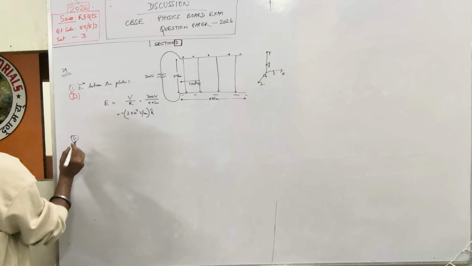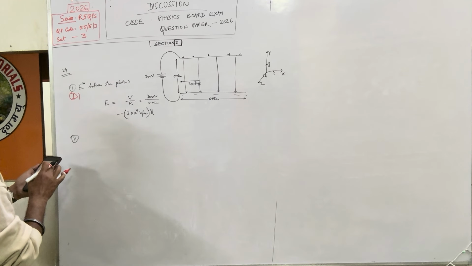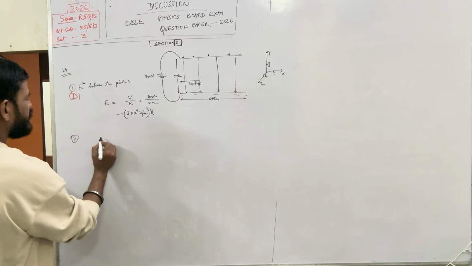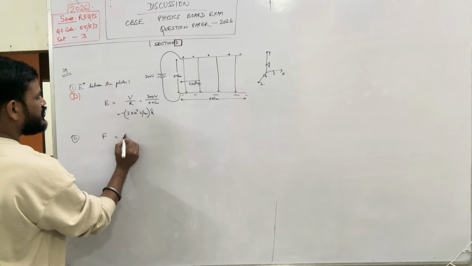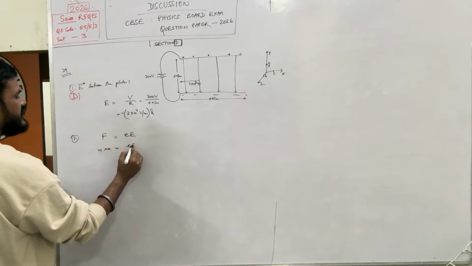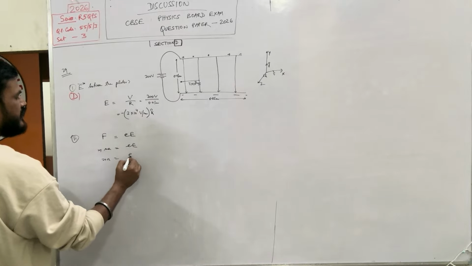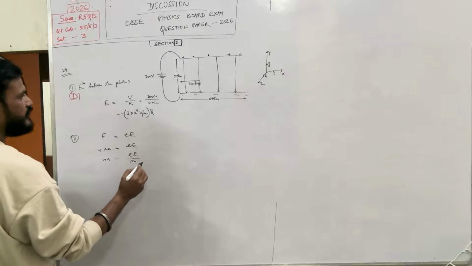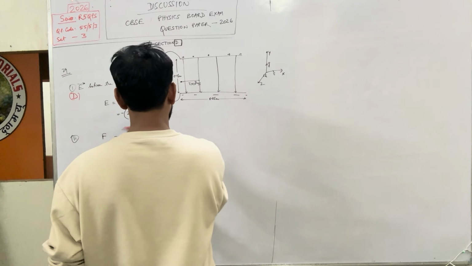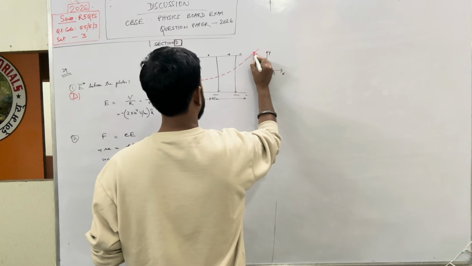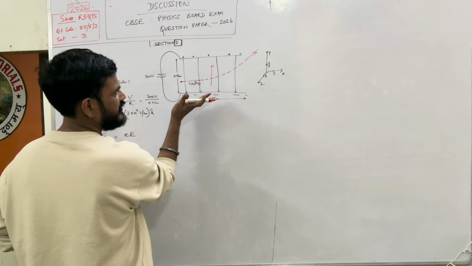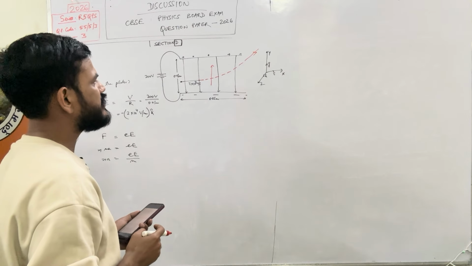Now we move to the next part of it. It says in the region between the plates, find the acceleration of the electron. You see the force acting on the electron is qE, that is eE. Now force equals mass into acceleration, so acceleration will be eE by m. You see the electron under the influence of the force should move like this. The force is acting along the upward direction because electrons will naturally be attracted towards the positive charge.